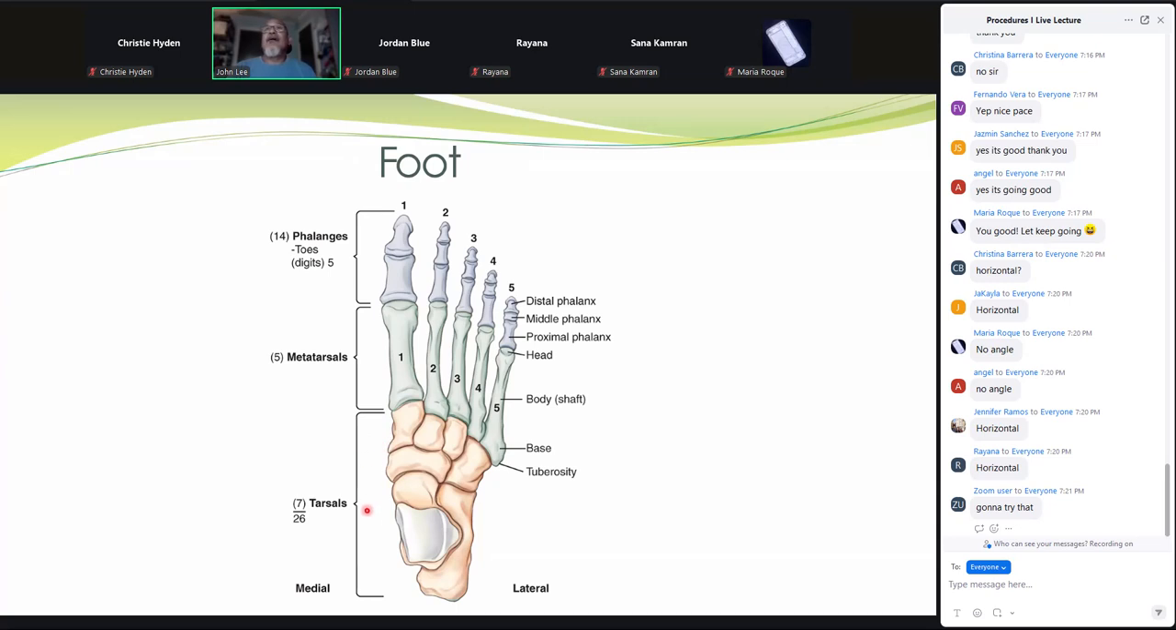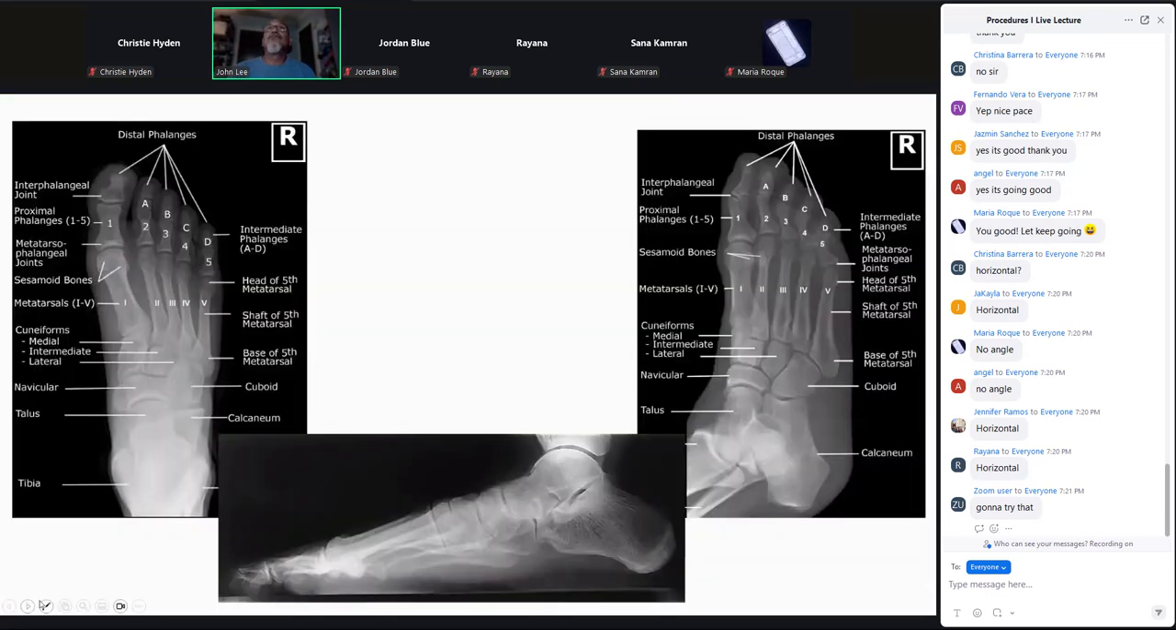Then we have our tarsal bones. Radiographs of the AP foot, a medial oblique, and this is a weight-bearing lateral. Again, you need to be able to identify all of the different bones in the tarsals and distal portions all the way into the digits.